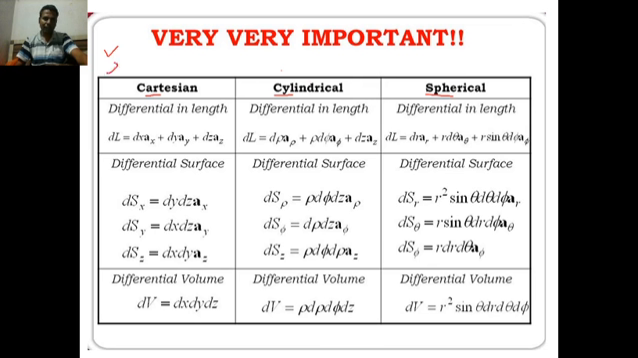Second thing you have to remember is the differential lengths. Which are the differential lengths in Cartesian system? Dx, dy, and dz. Differential lengths in cylindrical coordinate system: dr, r d phi, dz. Here you see, sometimes I pronounce it as dr, but sometimes they show it by d rho. You have to pronounce it as r, no problem. In spherical: dr, r d theta, r sin theta d phi.